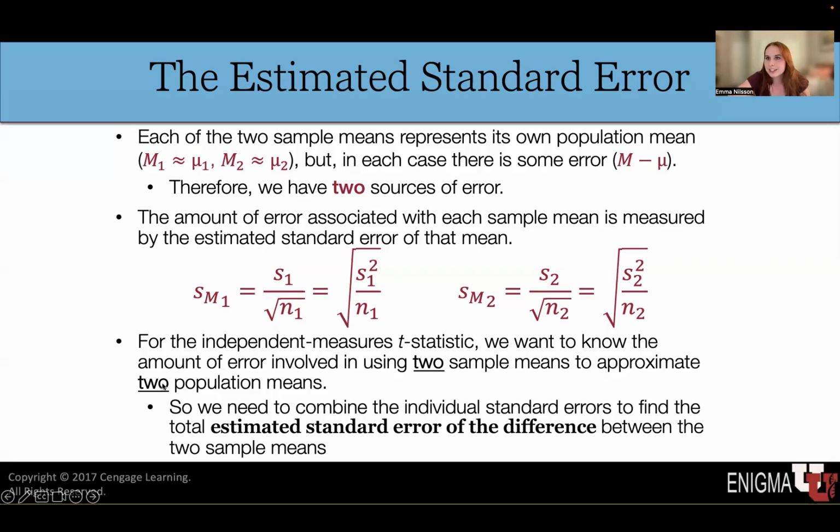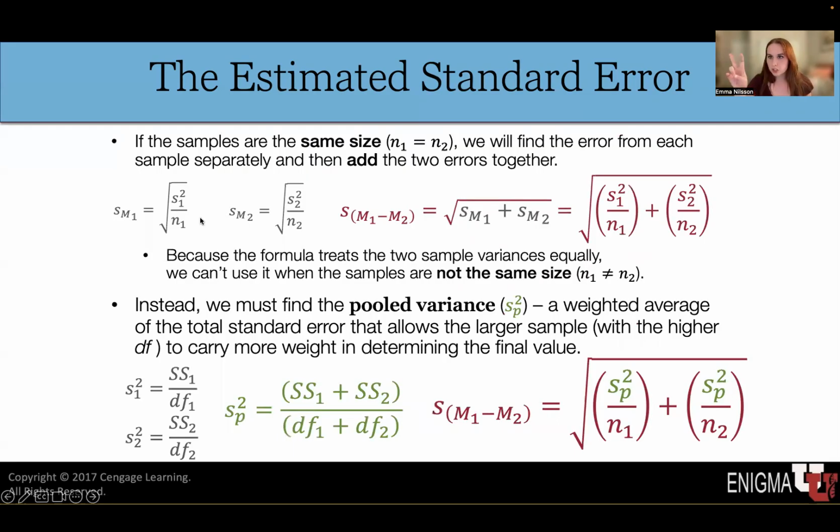Just in summary here, this is kind of what we've already said. For the independent measures t-statistic, we want to know the amount of error that is involved in using two sample means to approximate two population means. So we need to find some way to combine the individual errors to find the total estimated standard error of the difference between the two sample means.